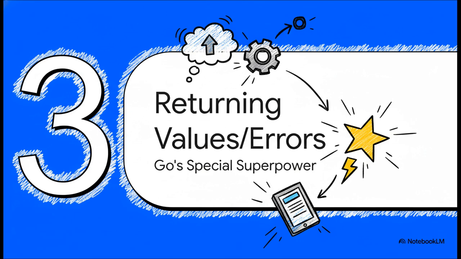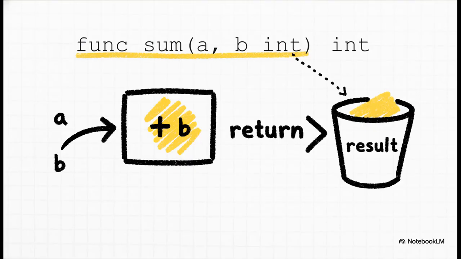But what if we need a function to do a calculation and give us the answer? This is where returning values comes in and where we're going to find one of Go's special superpowers. Okay, look really closely at the function signature here. func sum(a, b int) int. See that last int right before the opening curly brace? That's new. That's us telling Go, hey, this function is going to give you back an integer. Then inside the function, the return keyword is what actually sends that value back to wherever the function was called. Then we can catch that value and store it in a variable just like you see here with result.